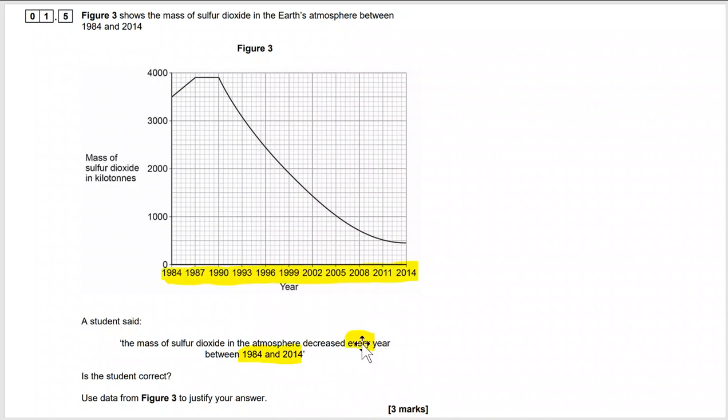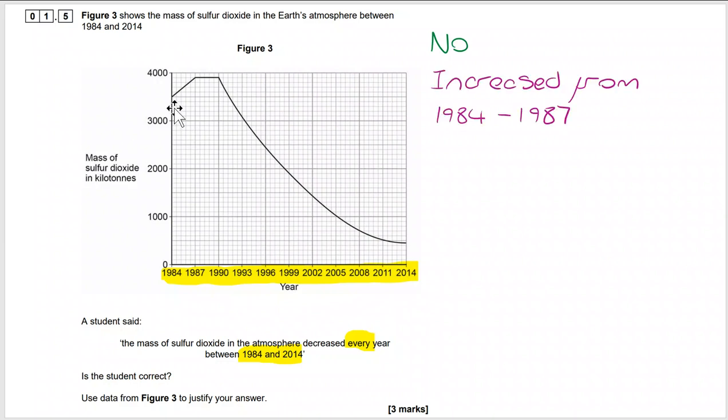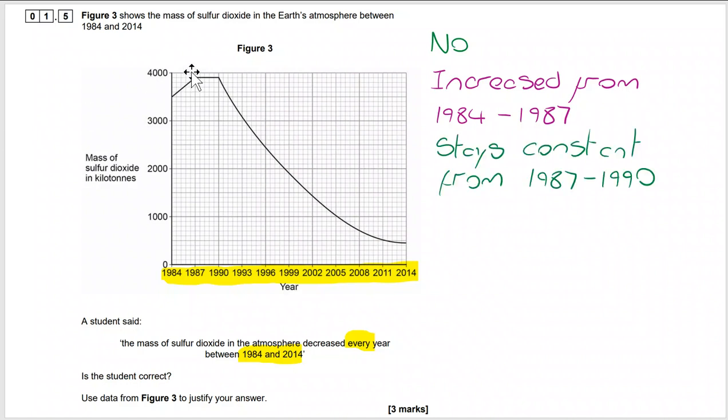Well, we're saying every year from 1984 to 2014, and it's clearly not the case. Because what we can see is that there was an increase from 1984 to 1987, and there was actually a constant value from 1987 to 1990. The decrease has continued from 1990 through to 2014, although you can see it's actually levelling off also at 2014.